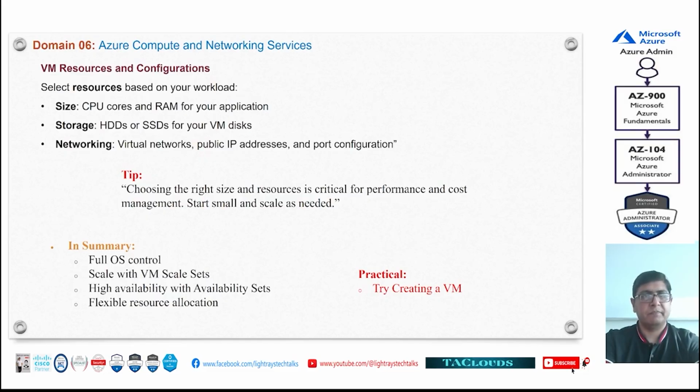So in summary, we will have full control of the OS because we have a virtual machine, and a virtual machine is infrastructure as a service. Infrastructure as a service gives you the authority to control. We can scale out, scale in, scale horizontally, and scale vertically. It also provides high availability and availability sets, and it is a flexible resource.